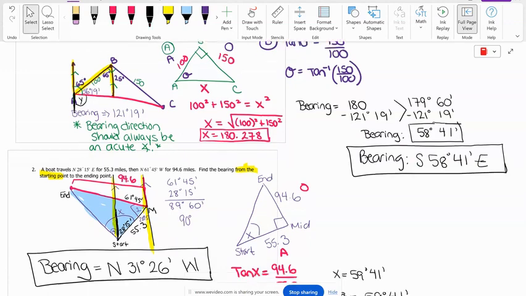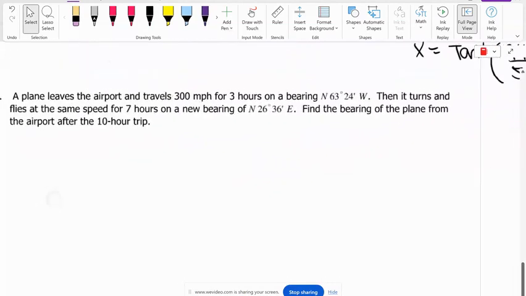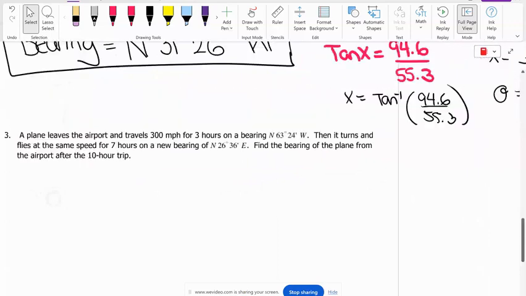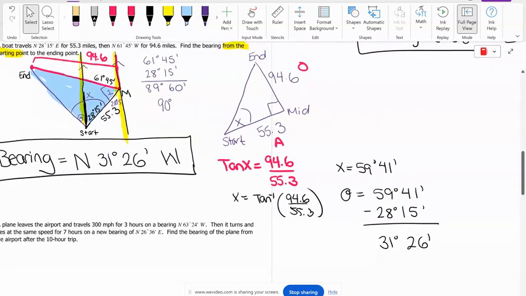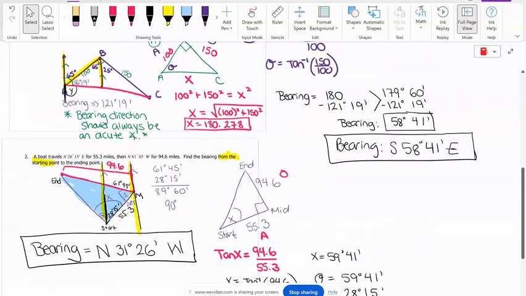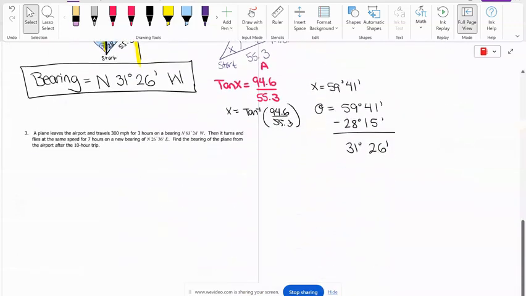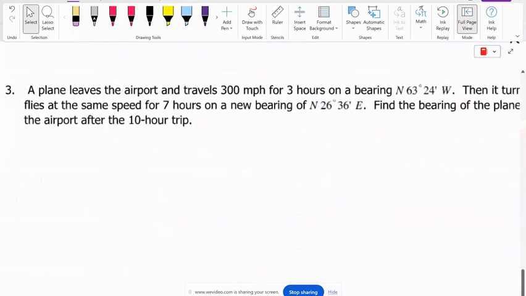Bye. All right, guys, try to set up this one. Oh, I'm sorry. How far back? That good? All right. Try to set up your diagram for this.